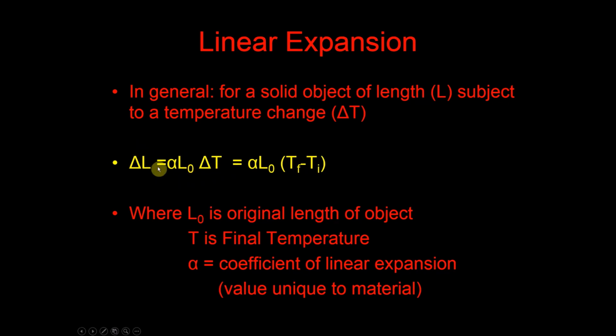Here, delta L is our overall change in length. Alpha is the coefficient of linear expansion, one of those alpha values we saw from the table in the previous slide that will apply to your material. L0 is the original length of your object, and delta T is the temperature change. So to conduct this particular formula to find delta L, you will have to take the maximum and minimum temperatures and find out what your overall change in temperature is.